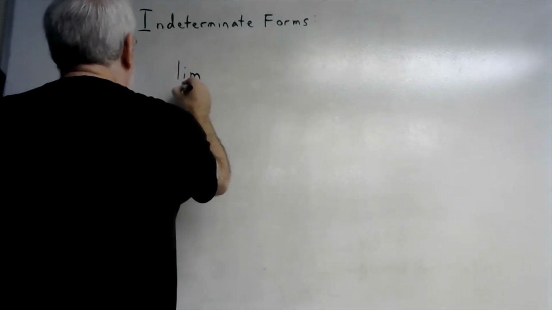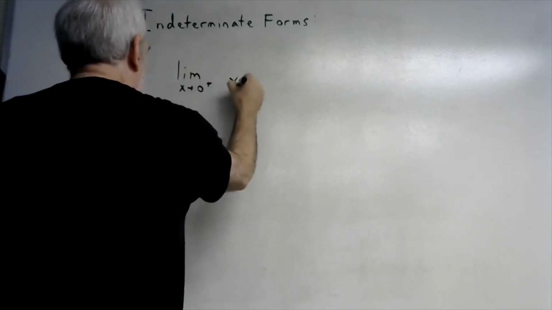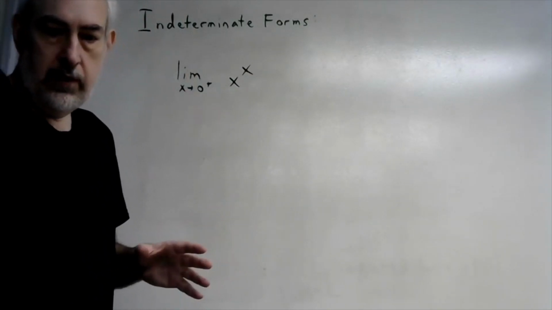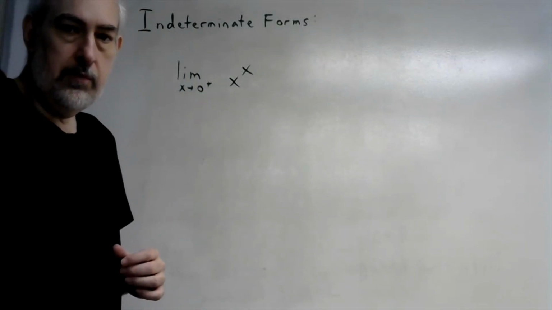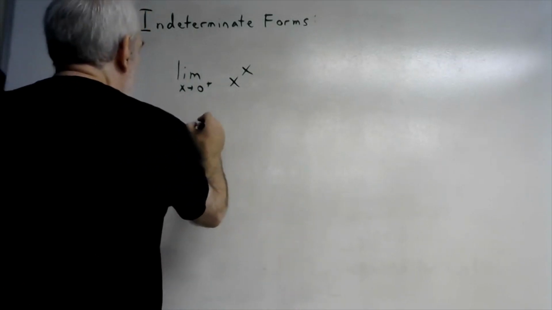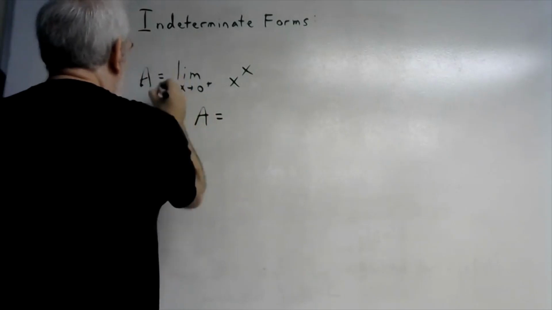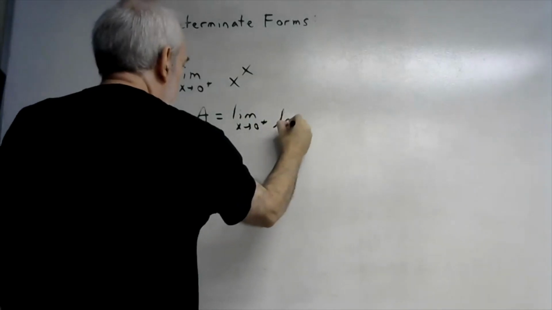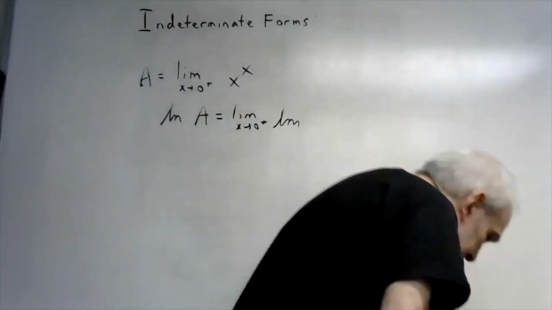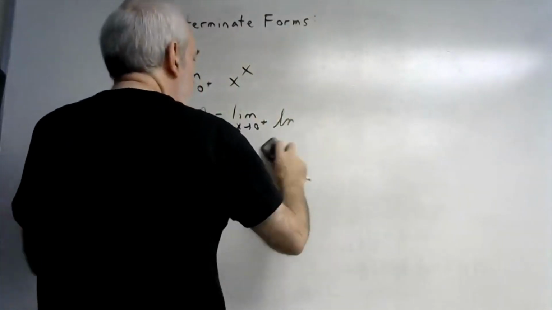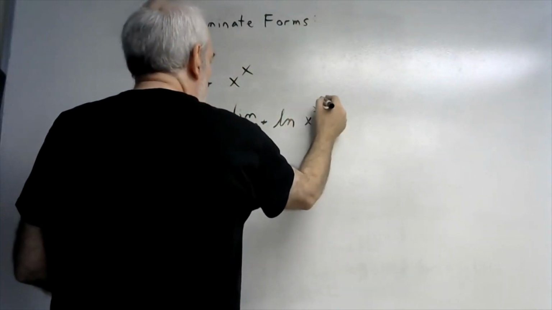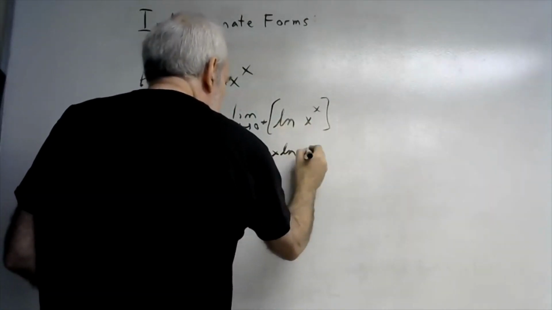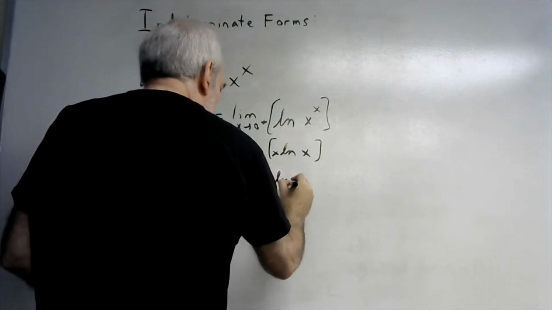Let's do the limit as x approaches 0 from the right of x to the x. So this is 0 to the power of 0, which is another one of our indeterminate forms. If I let this equal a and then take the natural log of both sides, I'm going to speed up the process by just putting the ln inside of the limit, because I know that you can shuffle that order. Bring down the power of x, rewrite that as a fraction.